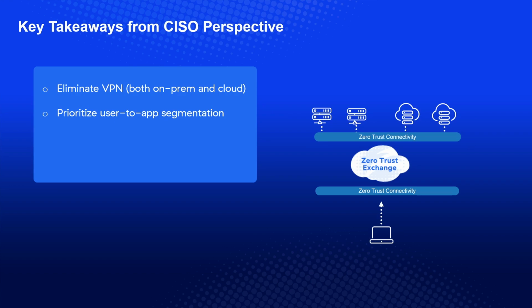Number two, and I'm kind of repeating this, prioritize user-to-app segmentation. Don't get into the overly complicated world of, hey, I need to get micro-segmentation done. Start simple, with user-to-app segmentation. This is where you will be able to reduce that blast radius and contain the attack to a single incident.